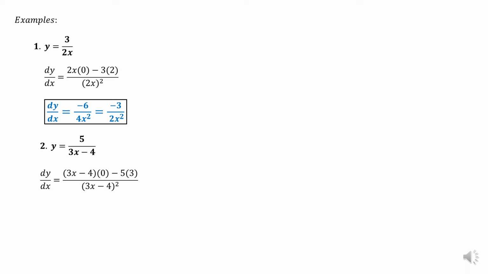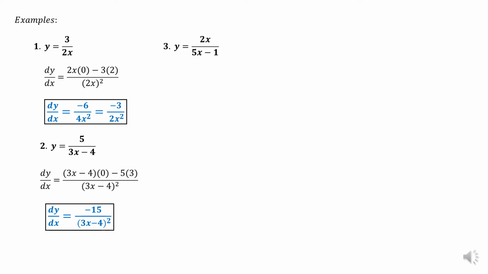So therefore, the derivatives of the denominator is equals to 3 all over the square of the denominator 3x minus 4 squared. So therefore, the derivatives of y with respect to x is equals to negative 15 all over 3x minus 4 squared. Number 3, 2x all over 5x minus 1.